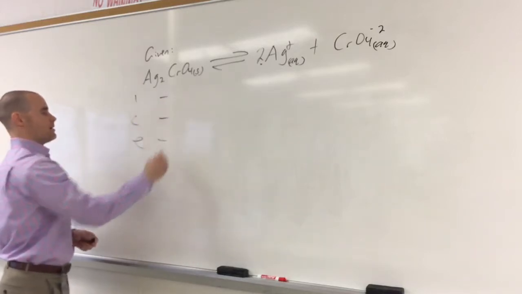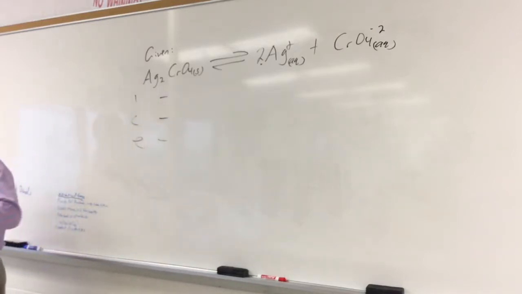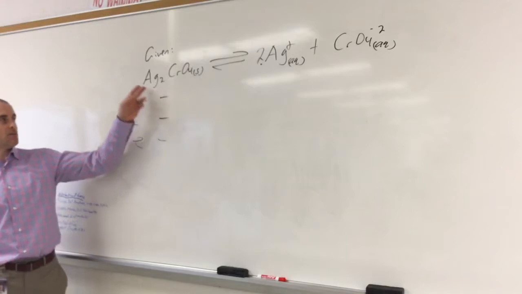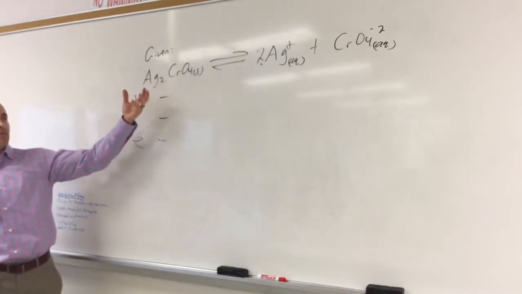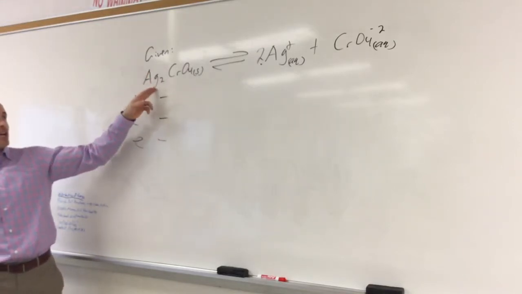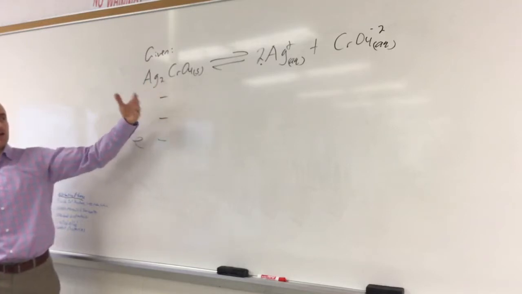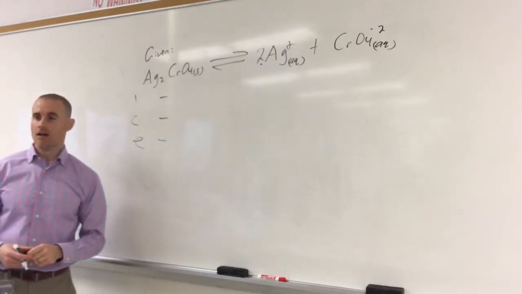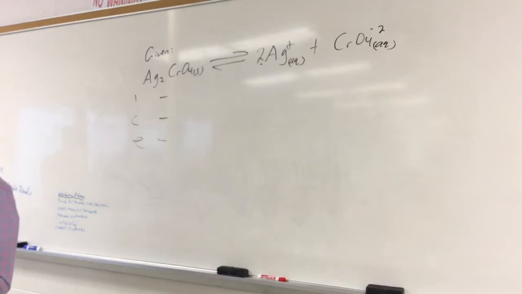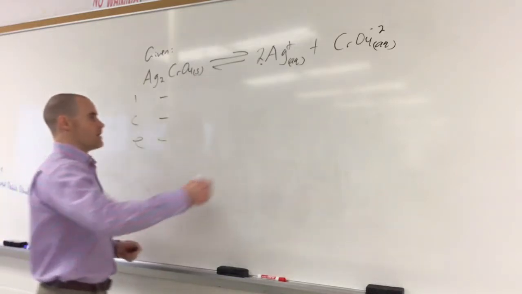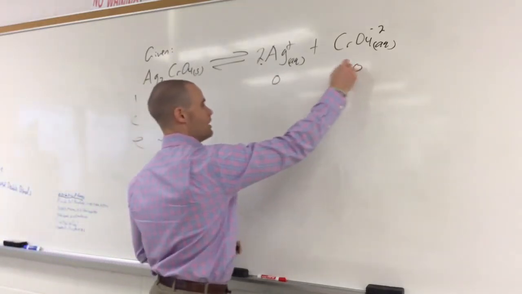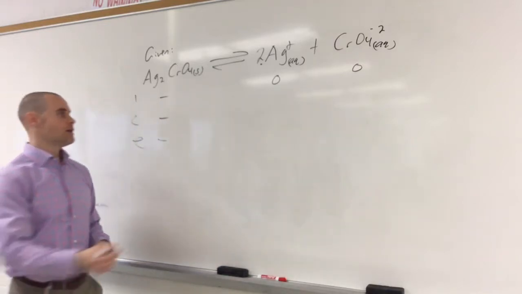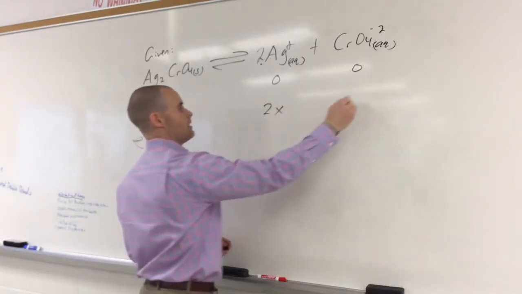ICE: no one cares about the reactants because it's a solid, and the reason is there's usually a lot of the solid, so changing it doesn't really affect concentration very much. Okay, I got 1.1 times 10 to the negative 12. Technically, initially that's 0. This is going to be 2x, this is going to be x.